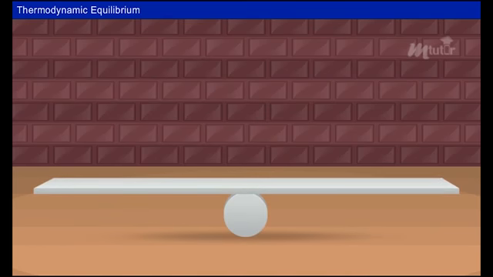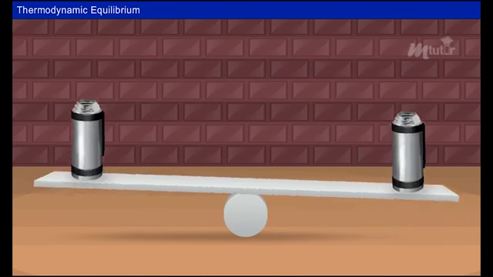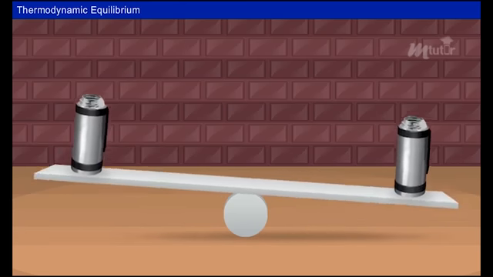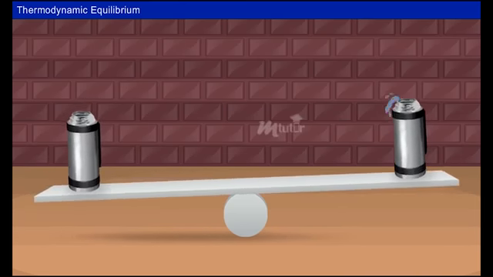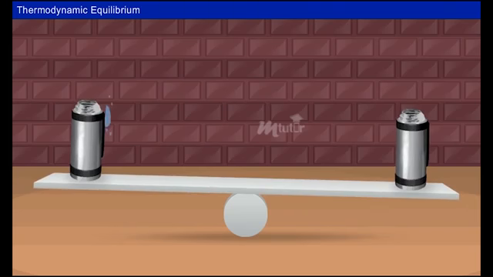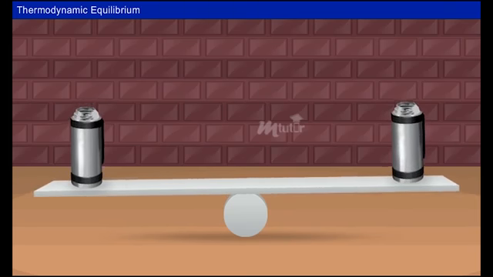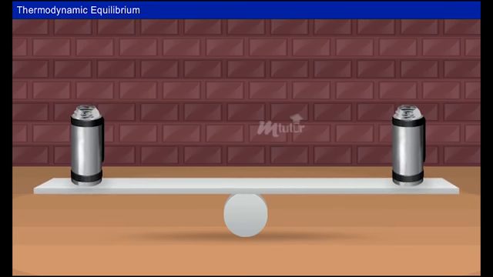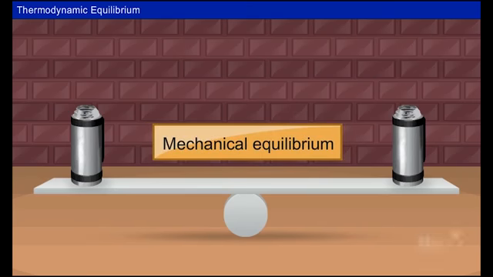When we place two identical objects on a seesaw, after some time, they will be in a balanced position. Here, there is no unbalanced force in the seesaw. Hence, the seesaw is in mechanical equilibrium.